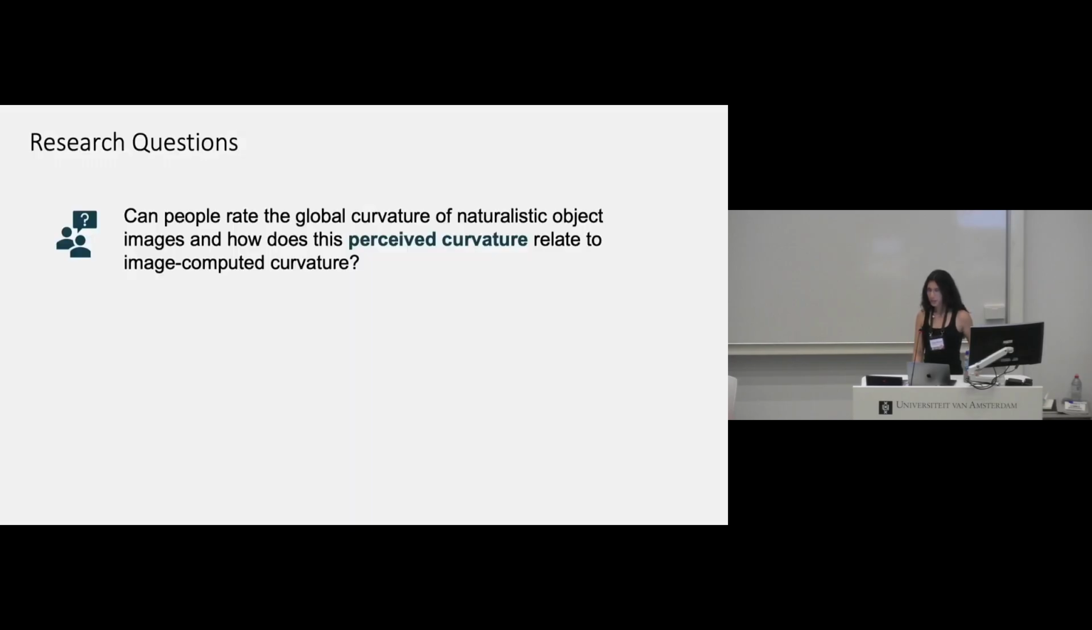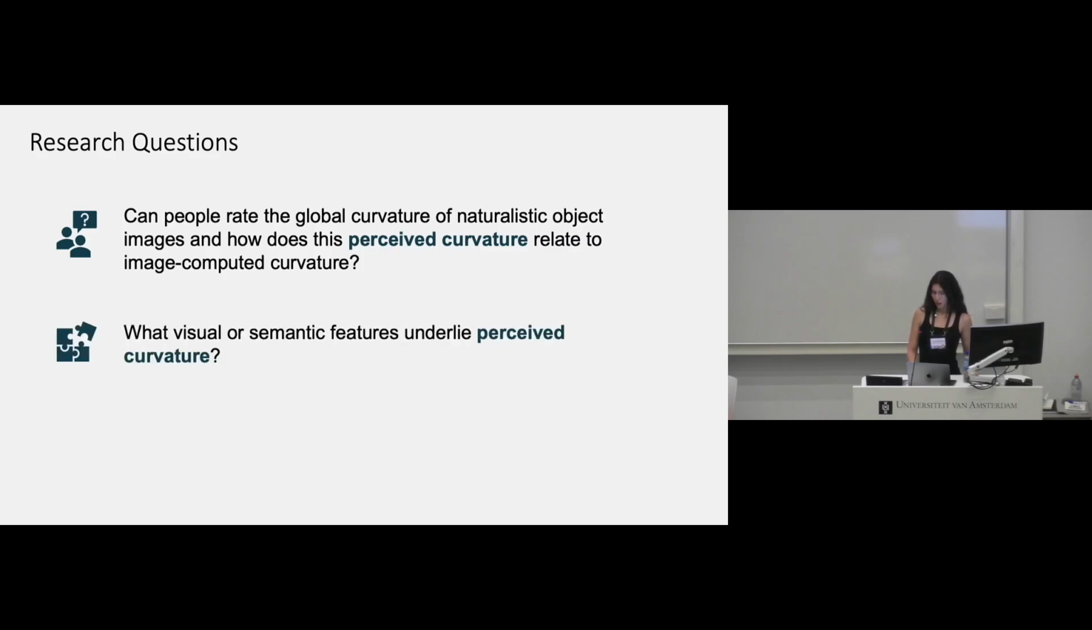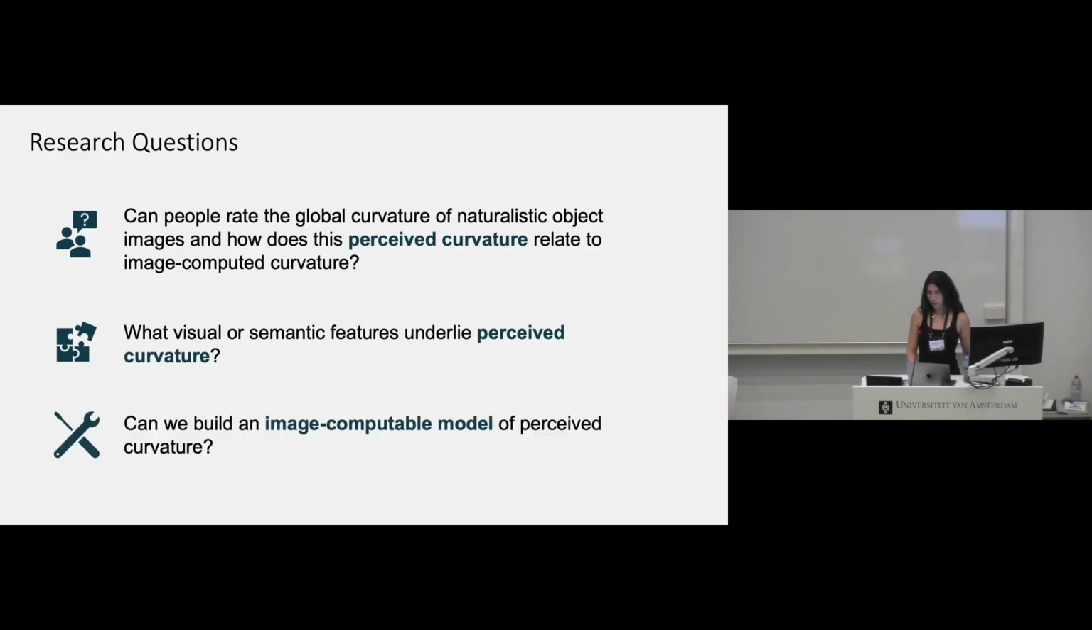In our study, we aim to test whether people's intuitive perception of curvature is a good measure of the global object curvature, and how this perceived curvature relates to other image-computed curvature measures. To better understand perceived curvature, we further aim to identify the visual or semantic features contributing to curvature perception. And finally, we aim to build an image-computable model of perceived curvature so other researchers can use this measure in their own experiments.